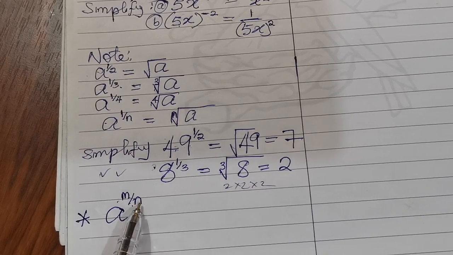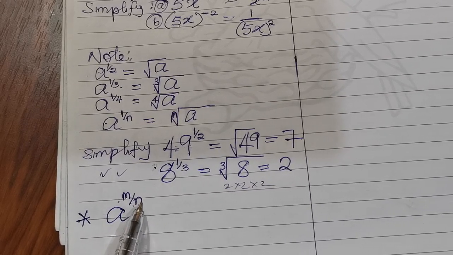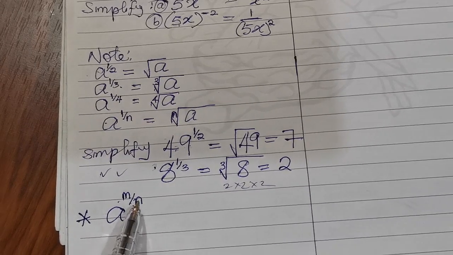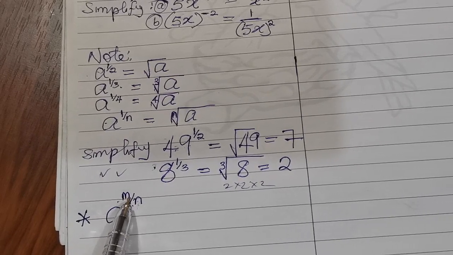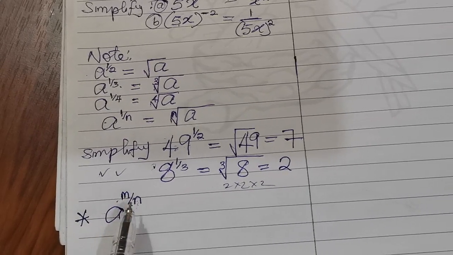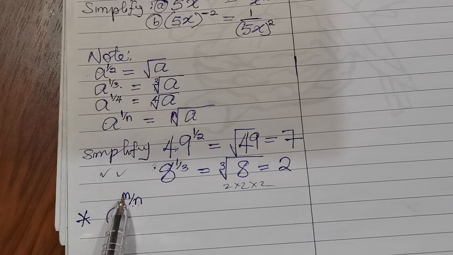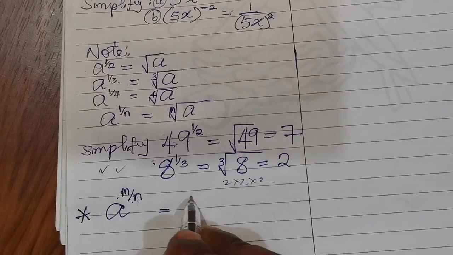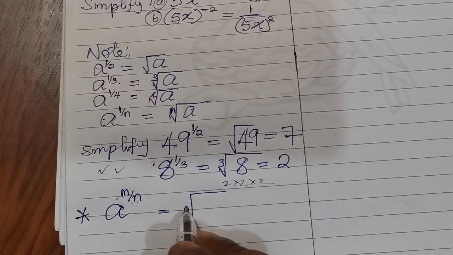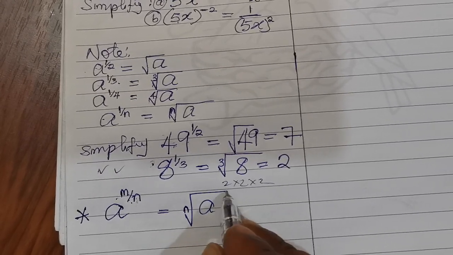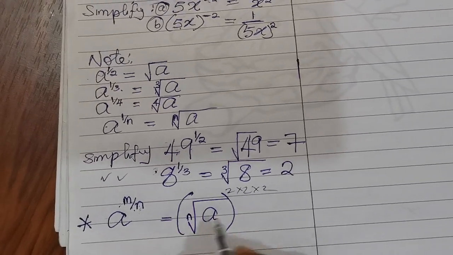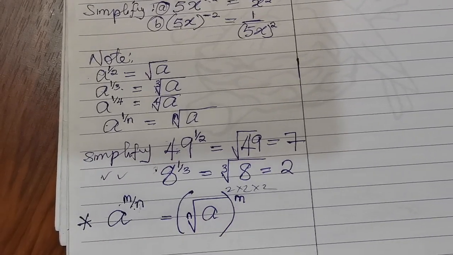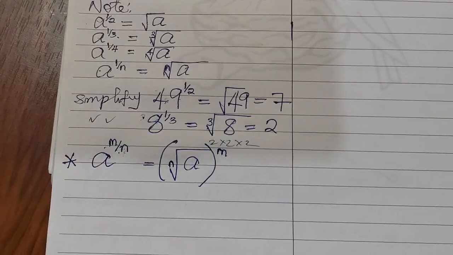Denominator is used for the root. Denominator is root, while numerator is the power. Just memorize that. Denominator is root, numerator is power. So here, if you are asked to find this, that means I'm looking for the n-th root of a, then all to the power m. That's what we have here.